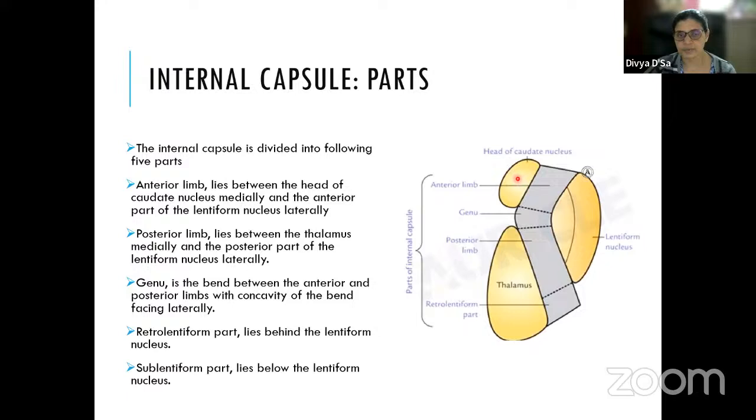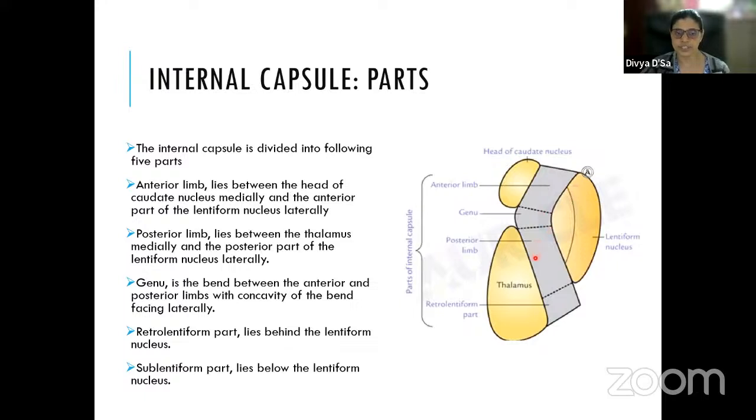So this internal capsule is divided into 5 parts. Okay, so you should know what this is. First is the anterior limb. When you know the diagram, you can just read this diagram. So, anterior limb, it is located where? Between the head of the caudate nucleus medially and the anterior part of the lentiform nucleus laterally.